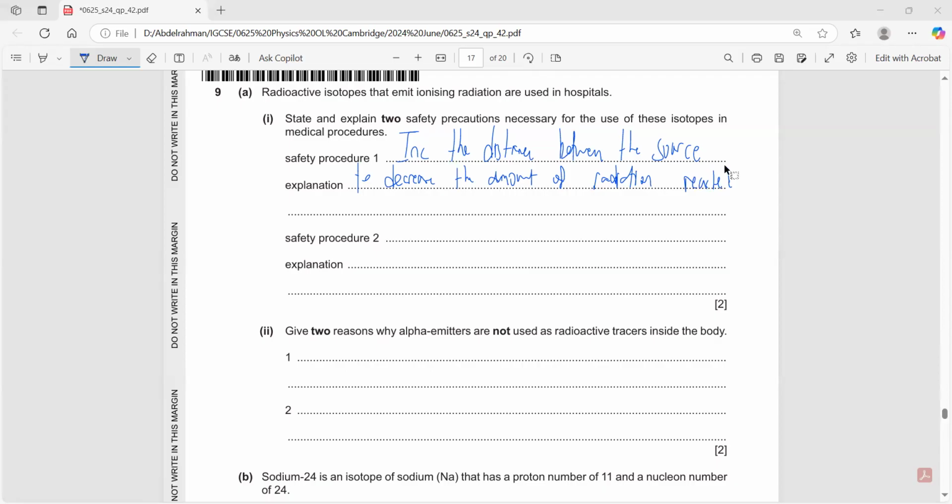is to decrease the amount of exposure time. Why should I decrease the amount of exposure time? To decrease the amount of radiation absorbed, right?